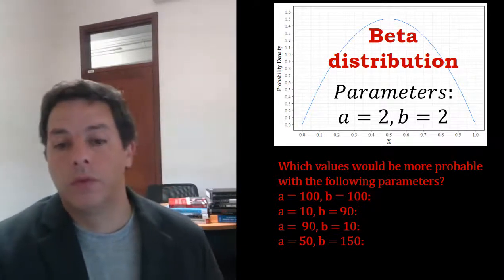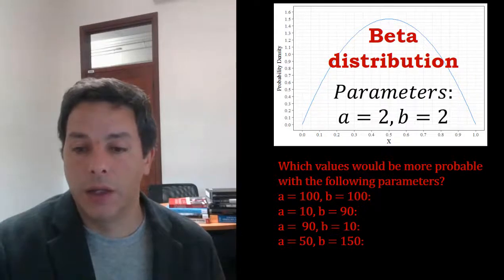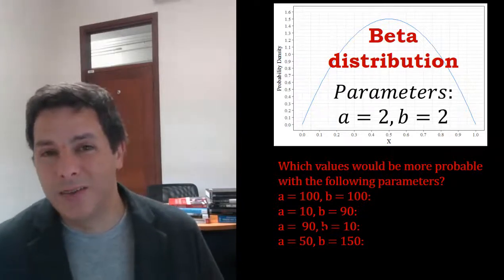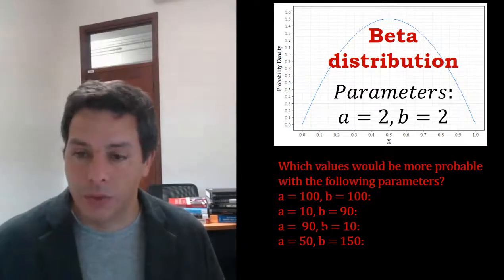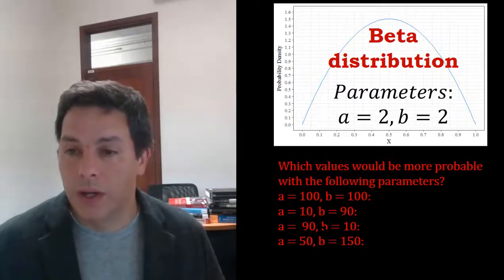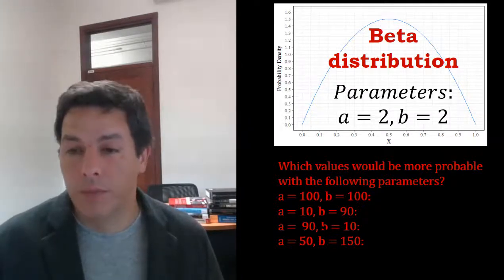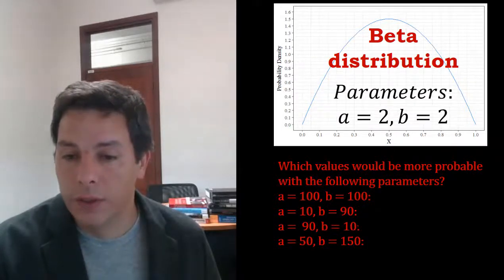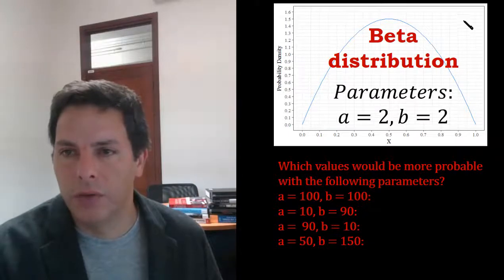Now, the third case is the opposite. A equals 90 and B equals 10. So this is telling us that we observed 90 successful trials and only 10 failures. So that's exactly the opposite. What's the most likely value? What's the most likely probability of a Bernoulli trial? 90%, because we've got 90 over 100. That's 90% or 0.9. So we'll have a distribution that peaks over 0.9.